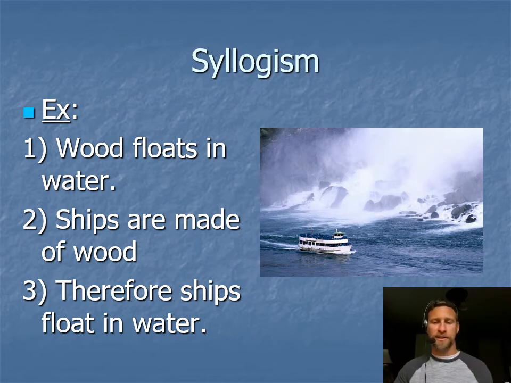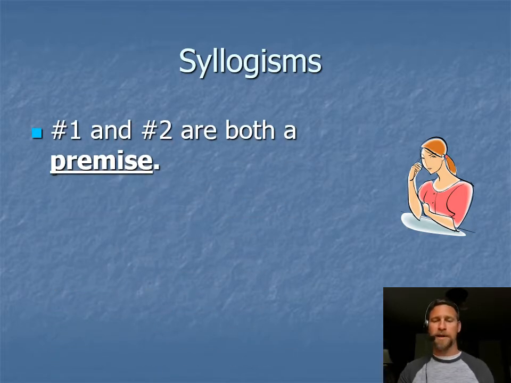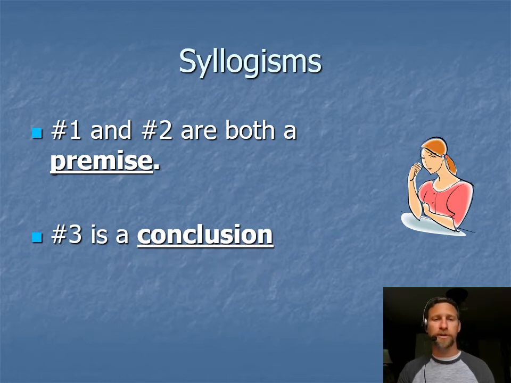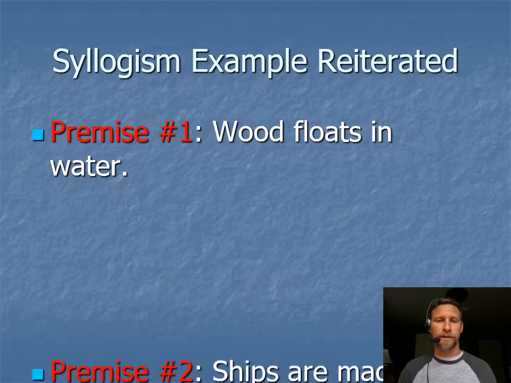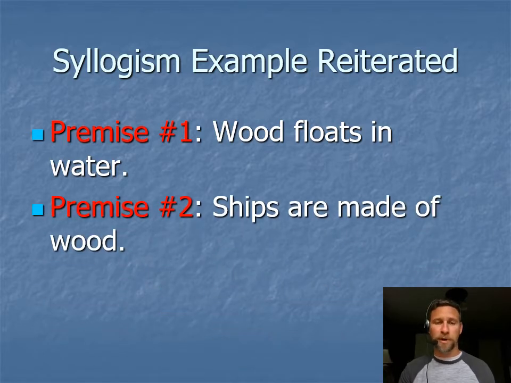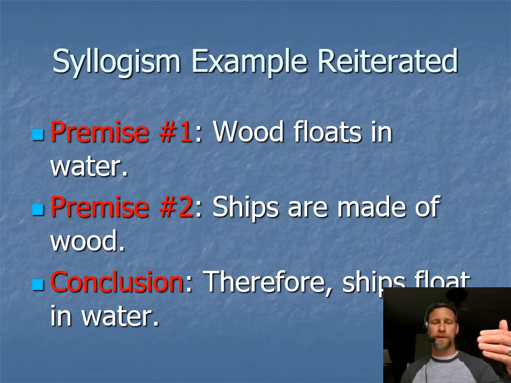And this syllogism, although simplistic, is exactly the structure of logic that you need to understand in order to help you write better. So again, if we break apart the components of what we just looked at, number one and number two were the premises, number three is called the conclusion. And so again, premise one, wood floats in water. Premise two, ships are made of wood. And then finally the conclusion, therefore ships float in water. Notice if you accept premise one and then you accept premise two, your mind has to reach the conclusion.